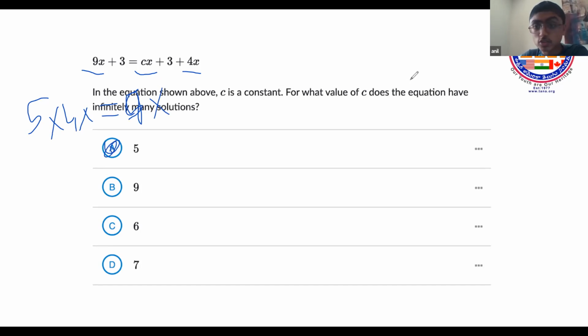Does anyone have any questions on this? This one was really simple. I don't think there's really much to ask, but if you do have any questions.